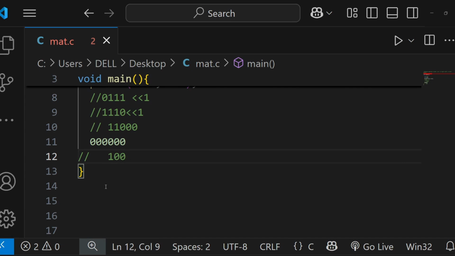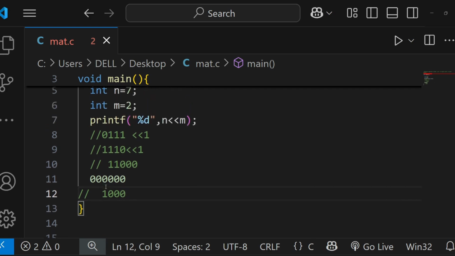If I shift it one more time, then 1 will be at this position, right? Left shift will not be like the right shift, because in a left shift digits always go to the left. That means it will be expanding. If the value is 2, then it can be 4, then 8, then 16, like that. I hope you remember it.